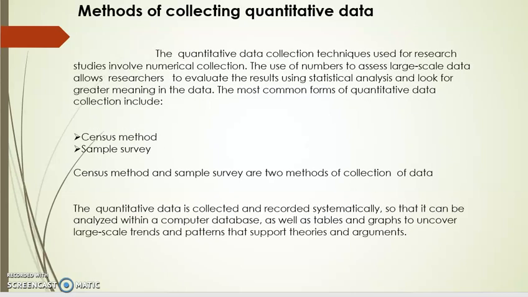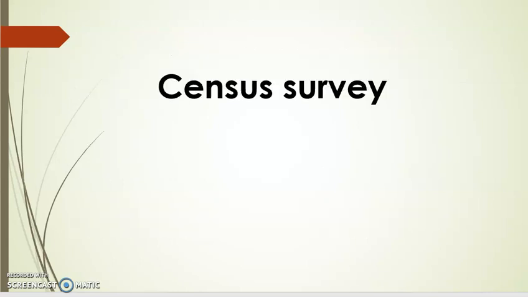Method of collecting quantitative data. The census method and the sample survey are the two methods of collecting quantitative data. The quantitative data is collected and recorded systematically in the research. Now let's look at the census survey.